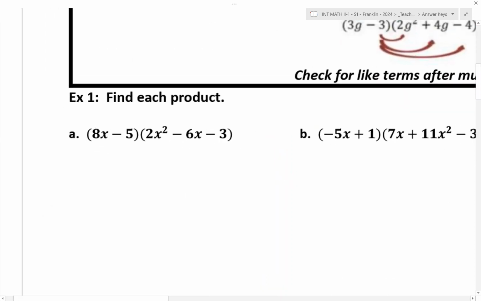So for example 1a, we're going to find this product. And these might look complicated, but just start small. Just know we're going to start with the first term in the first one times the first term in the second one. 8x times 2x squared is 16x to the third, right? 1 plus 2 is 3 for the exponent. And then move on. 8x times negative 6x is negative 48x squared. And 8x times negative 3 is negative 24x.